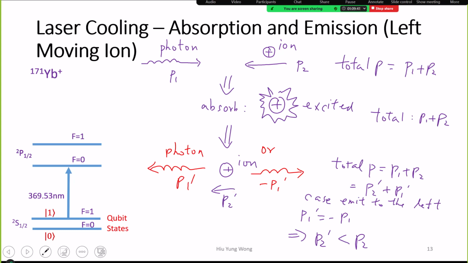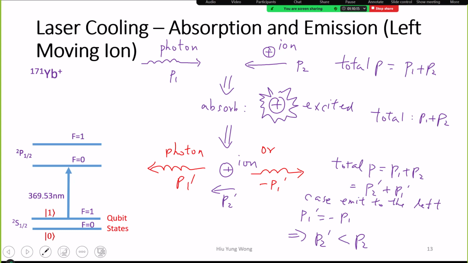Or think about this. It's just like two balls, right? This ball collides with this ball, and after collision, this ball will go to the left. What happened to my speed? I will slow down. But if I emit in the other direction, I will not slow down. Because the photon is still going to the right, then I will keep my momentum. Make sense?